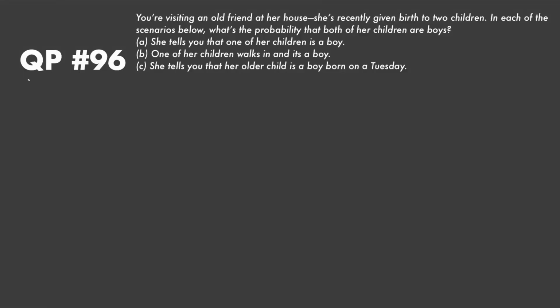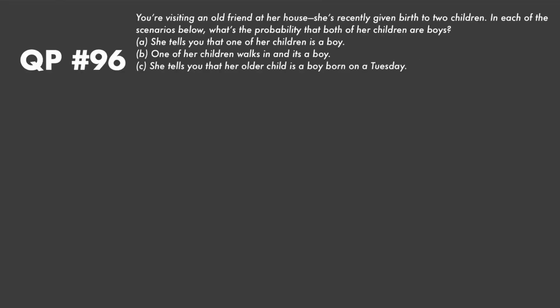Hello everyone, today let's take a look at Quantipus number 96, a hard conditional probability question where you're visiting an old friend at her house and she's recently given birth to 2 children. In each of these scenarios below, what's the probability that both of her children are boys? More importantly, we're going to figure out the difference between all of these 3 questions, because even though they seem like they would all have the same answer, they're all very different.